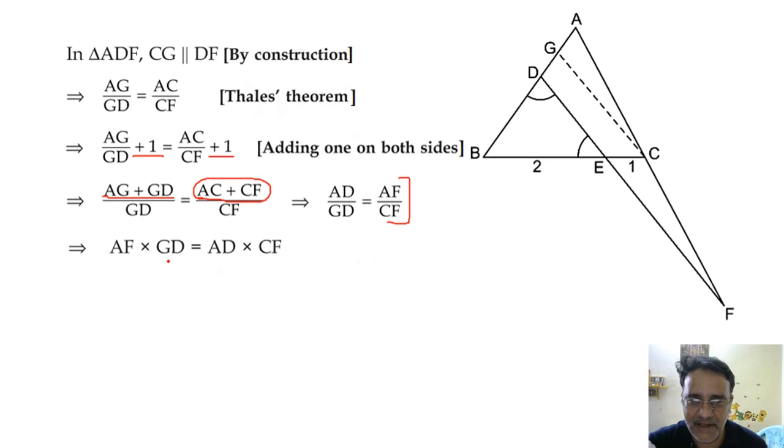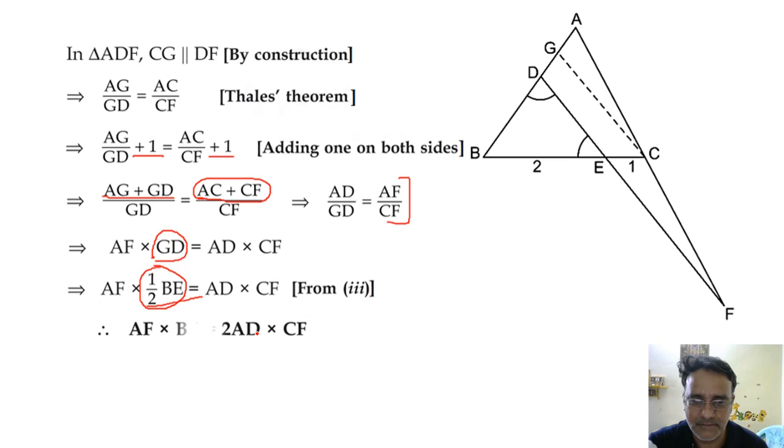Now cross multiply कर लो. AF into GD is equal to AD into GF. Okay, and we have just shown that DG is equal to half of BE. फिर 2 को इधर शिफ्ट कर लो. सो हम लोग का प्रूफ हो गया.